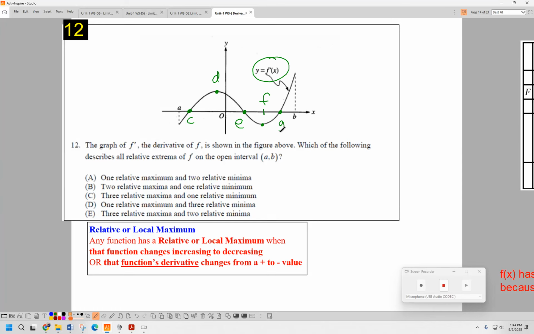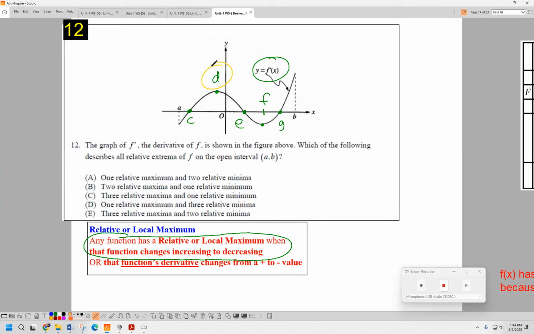Here's the definition again. Any function has a relative max when that function changes increase to decrease. So at what x coordinate, Blake, does f prime have a relative max? D. So Blake votes D. Please raise your hand if you are voting with Blake. Two more, perfect. That's where f prime has a relative max.